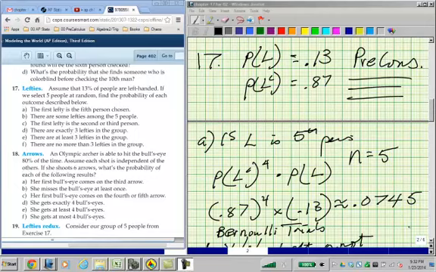Number 17, probability that someone is a lefty. Assume that 13% of people are left-handed. It's 0.13. If we select 5 people at random, so n is 5, find the probability of each outcome listed below.